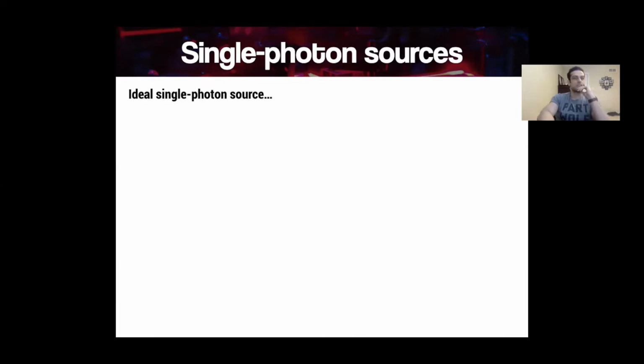So here are some properties of an ideal single photon source. Well, one might seem obvious, but you want a single photon. You don't want 2, 3, 4, etc. You want to be able to get just one. That's the first thing.